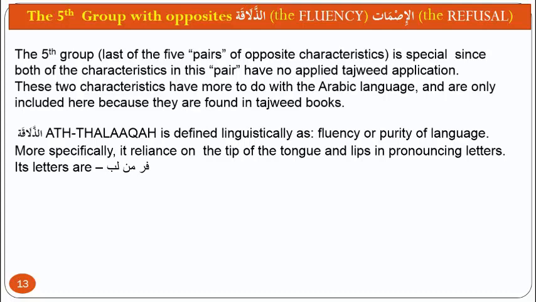Its letters are farra min lub. The fa, the mim, and the ba are from the letters of the lips. The ra and the noon and the lam are letters that are pronounced on the tip of the tongue. Ar, an, al, af, am, ab. These are the 6 letters of al-dhalaqa.